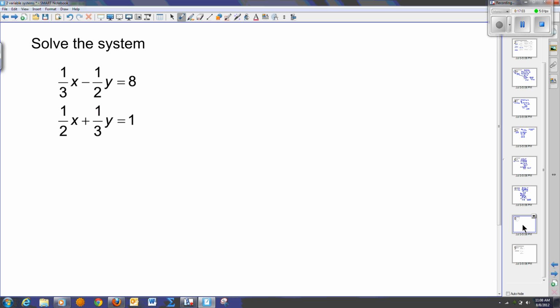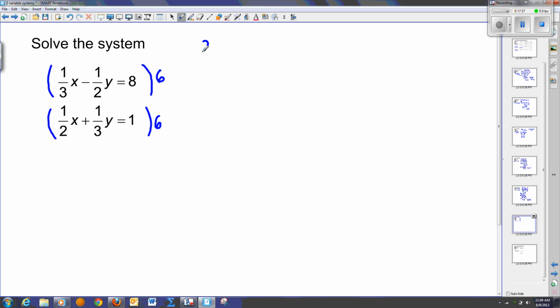Now the last problem is a little bit trickier because we have fractions all over the place. And once again, we want to create opposites if at all possible. I'm not a big fan of fractions. I can work with them, but I prefer not to if I don't have to. So in this case, the first step I'm going to use is to get rid of my fractions, or clear the denominator. So I know if I multiply both equations by 6, then my denominators will all reduce.